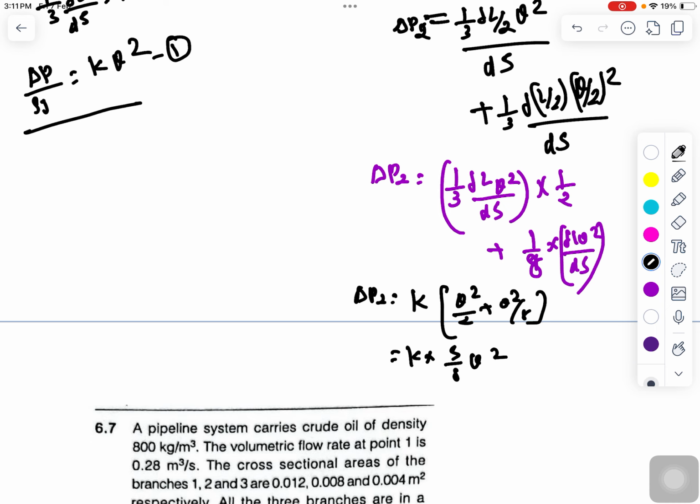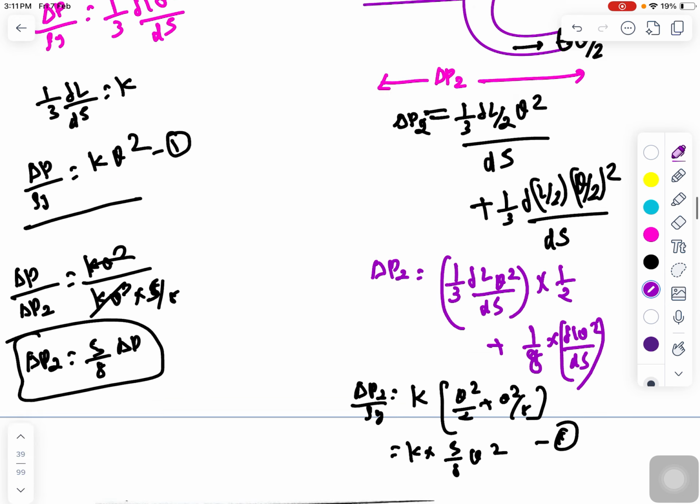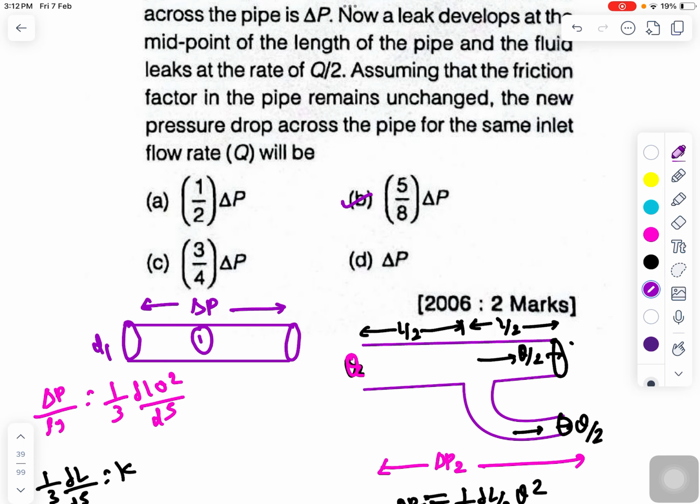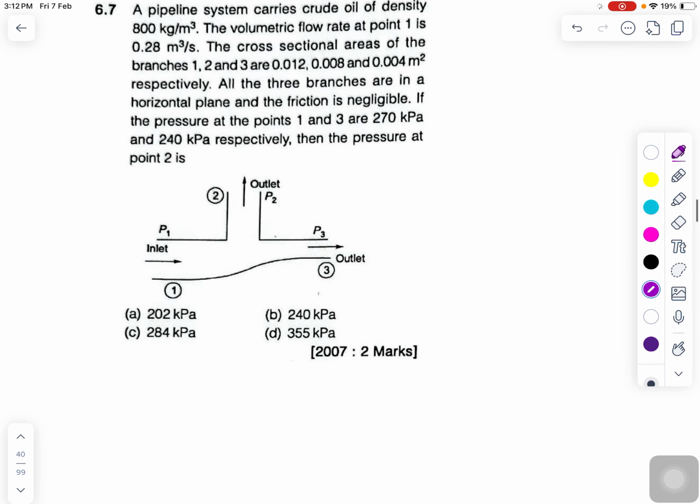So if I divide equation first and equation second, I can write delta P by delta P2 equals KQ square divided by KQ square into 5 by 8. So this will get cancelled out. I can write delta P2 will be equal to 5 by 8 delta P, meaning the pressure drop will be reduced by a factor of 5 by 8 only, right? So from here you can see option B will be your correct answer. Okay, now moving towards the next question.